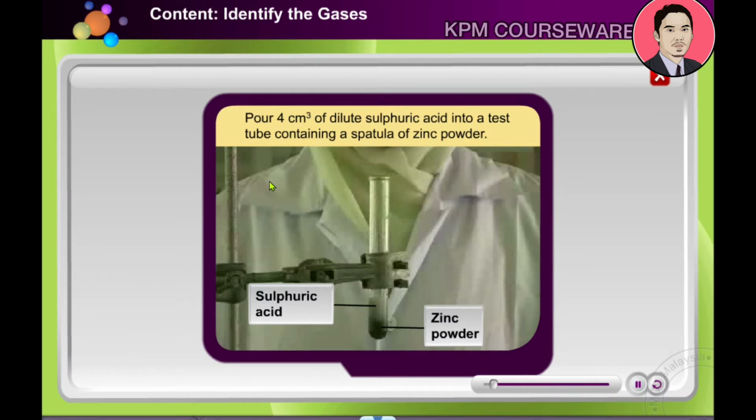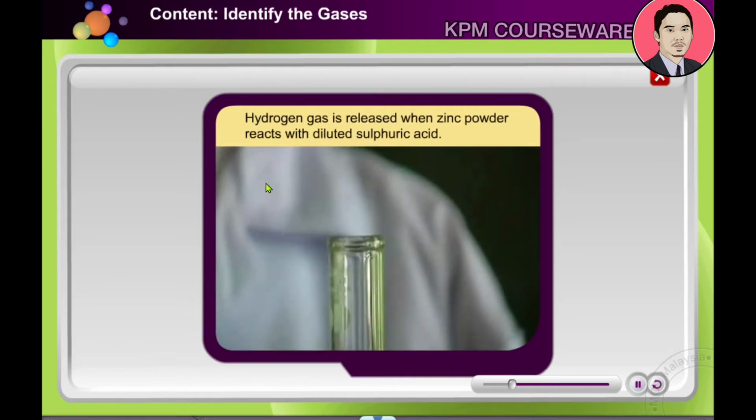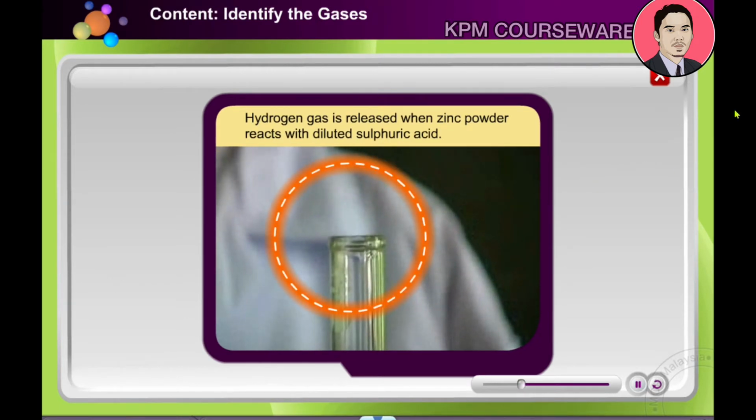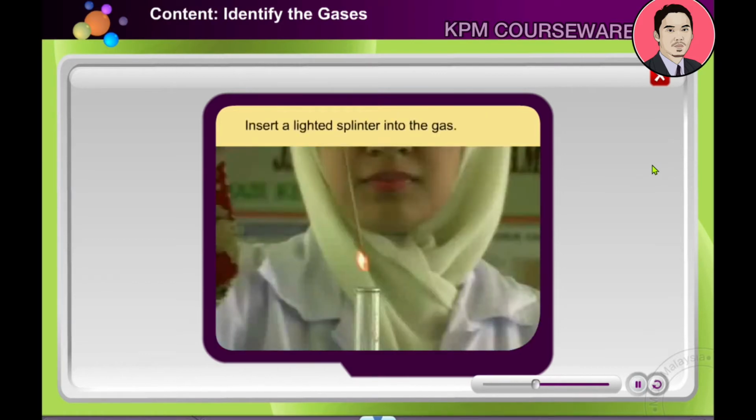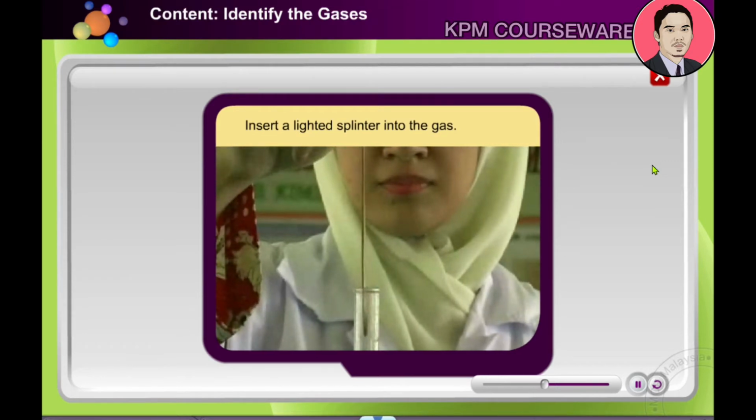Pour 4 cubic centimeters of diluted sulfuric acid into a test tube containing a spatula of zinc powder. As zinc powder reacts with diluted sulfuric acid, hydrogen gas, which is colorless and odorless gas, is released. Insert a lighted splinter into the gas. What do you observe?